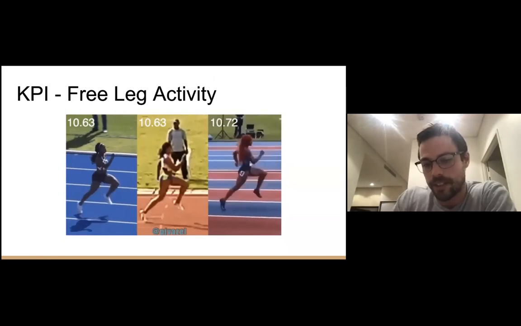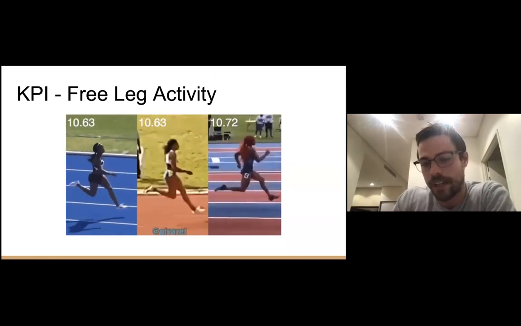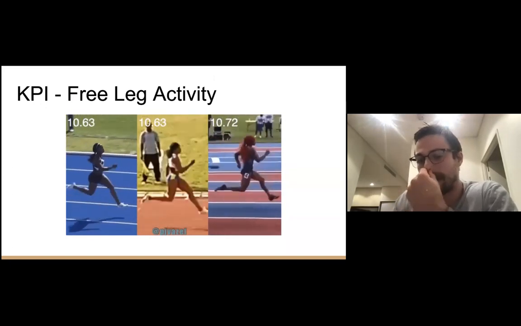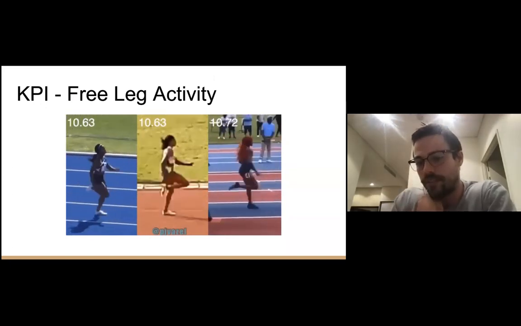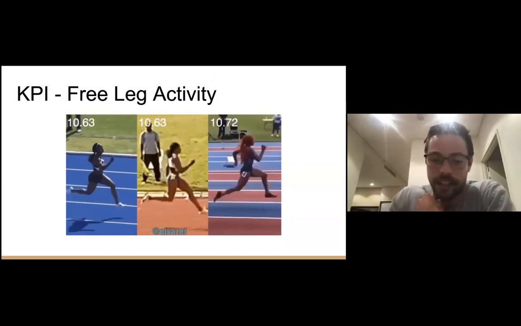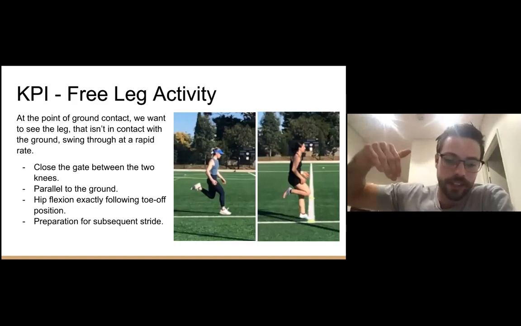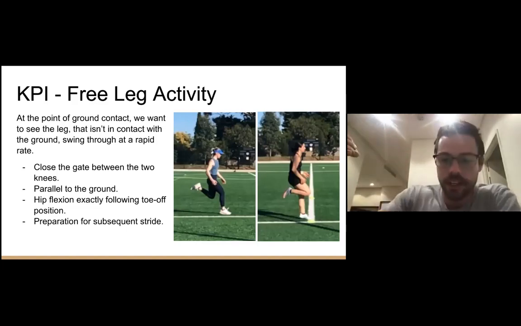This is PJ Vazel's work, comes off toe off and is straight into hip flexion. And you can see her knee is even in front of the other knee at the point of ground contact. This athlete here does the same, because as we saw in that previous video, peak hip flexion is hit. Let's get out of ground contact and get on to the next stride. So what you want to see is a closing of the gate, as I've described it to other athletes.